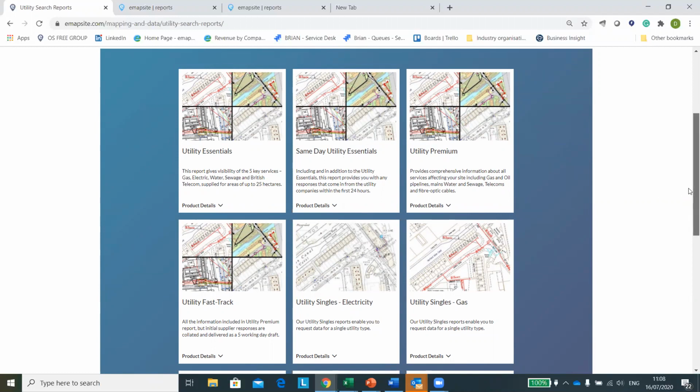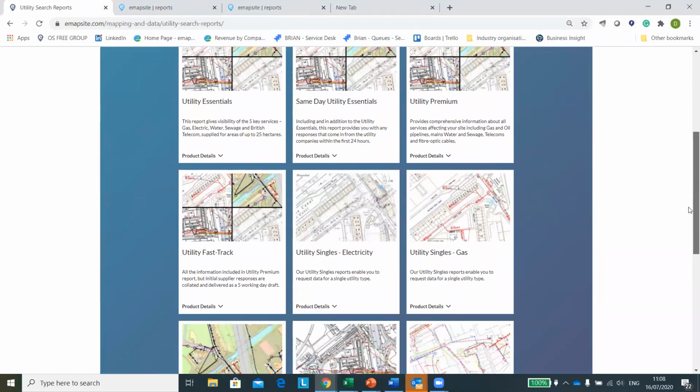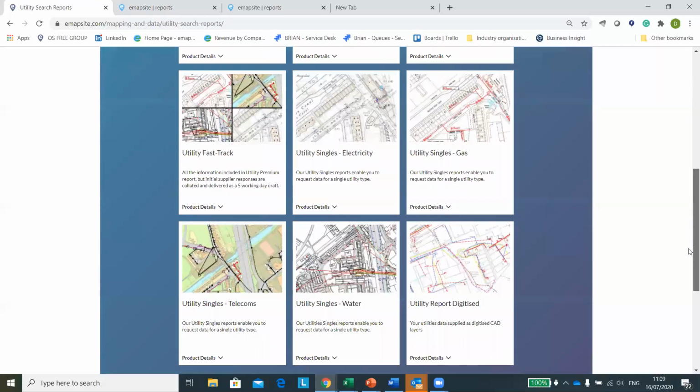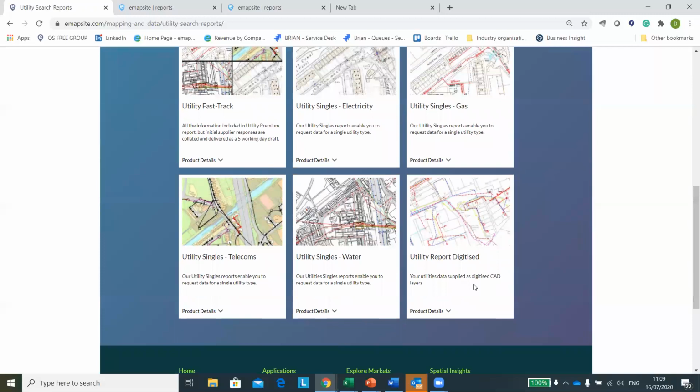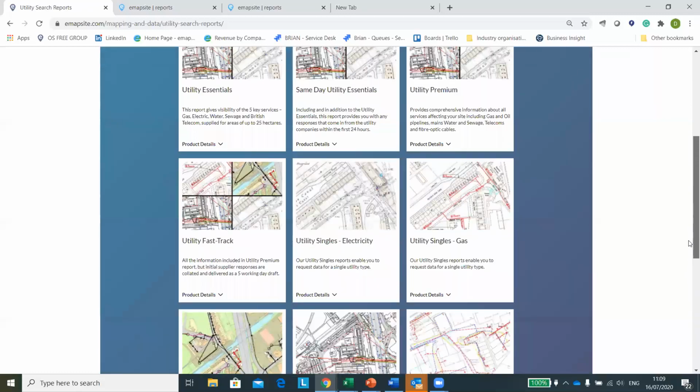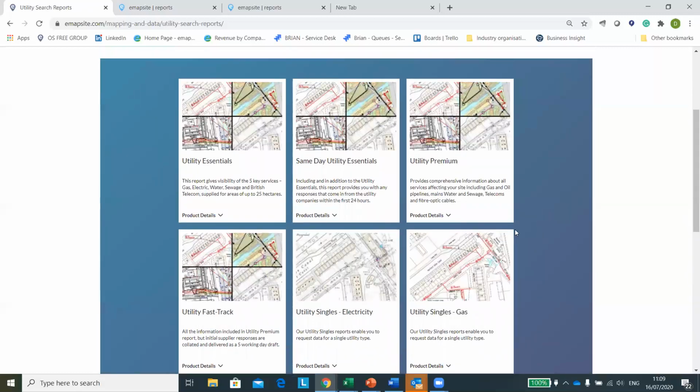Then further down the page, you've got the single options as well. So if maybe it's a house and you just want to know the water network into that site, you can also do that as a service. And then also at the very bottom is the digitization approach. Stephen in a second will give you a feel for how that's priced, because I know that's come up quite a bit from last time.